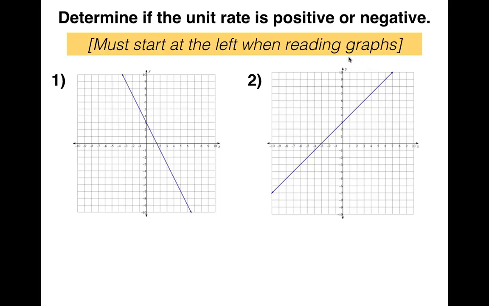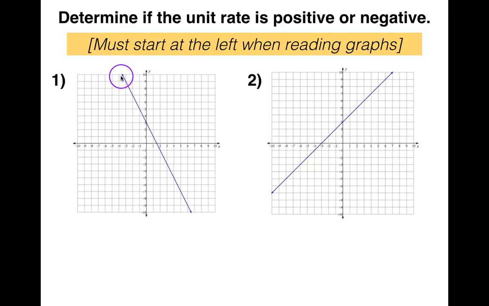So look here, it says you must start at the left when reading graphs. Kind of like the way I would read the sentence, determine if the unit rate is positive or negative. I'm reading from left to right. I don't read from right to left because that would seem strange to say negative or positive is rate, unit, the, if, determine. So reading graphs is the same way. We read from left to right.